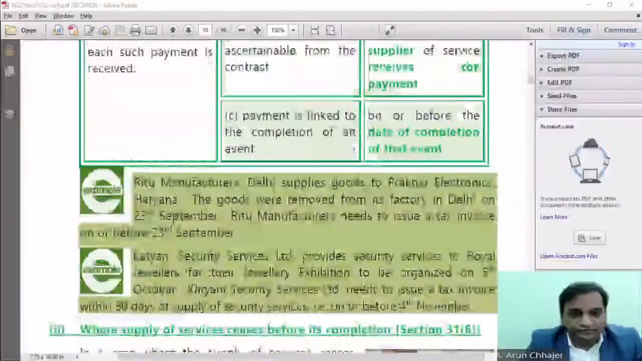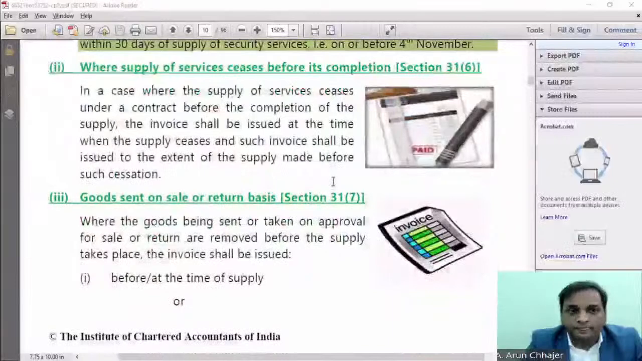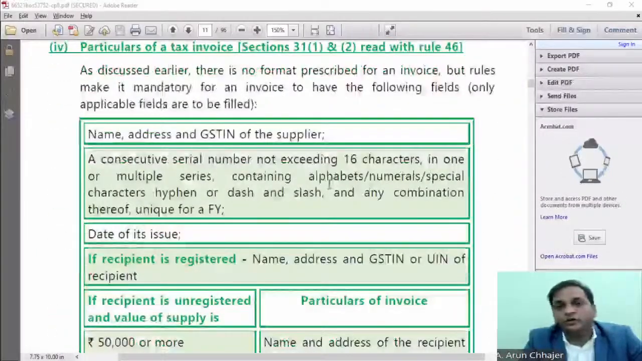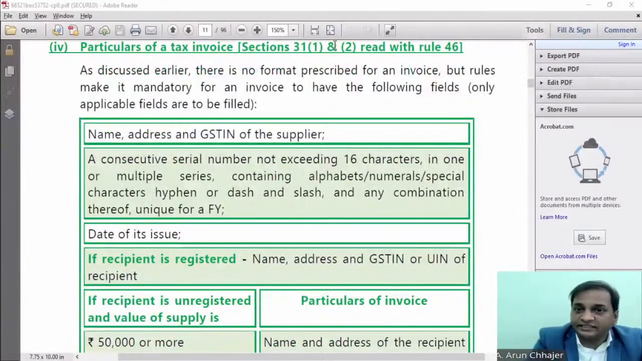So we have completed this time limit. Yes, we have completed this time limit also. 31.6, 31.7 are completed. Now we need to understand what should be the content of the tax invoice, Rule 46.